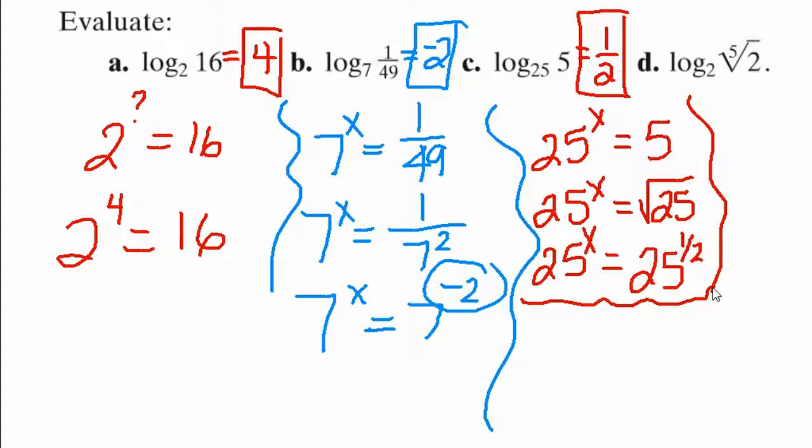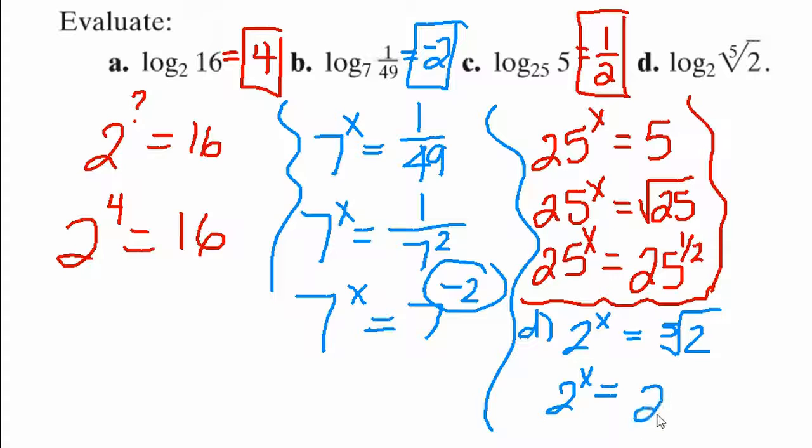I'm going to do D down lower here so there's enough room for all of them. So on D, this one I'm saying the 5th root, my base is 2, so 2 to what power is the 5th root of 2? Well, this is a radical situation. And so radicals we can rewrite as fractional exponents. And since this one isn't a square root, it's a 5th root, you always put the index of your radical in the denominator of the fraction. So in this case, my answer is 1/5.